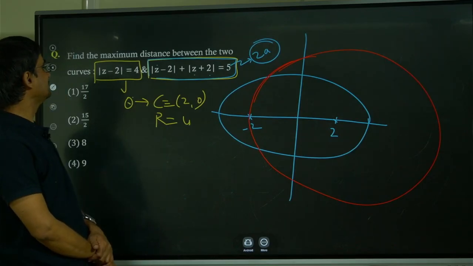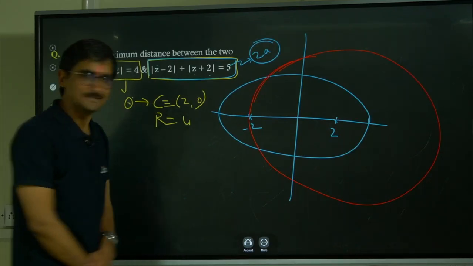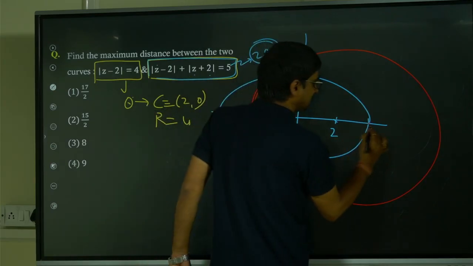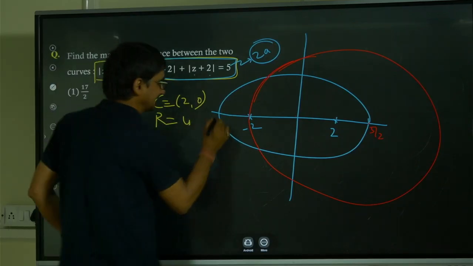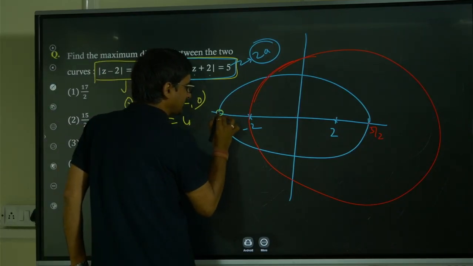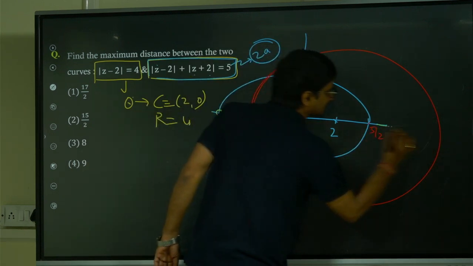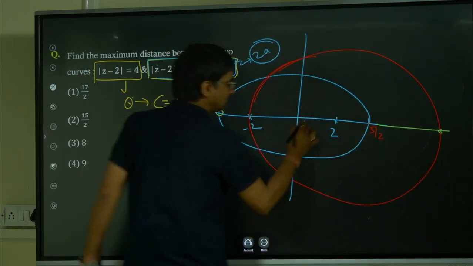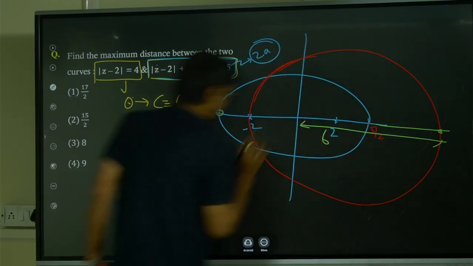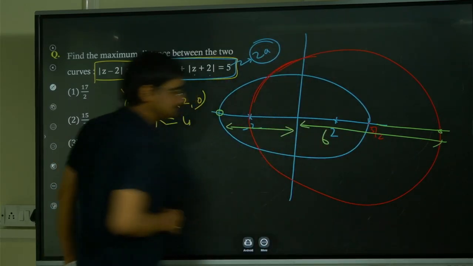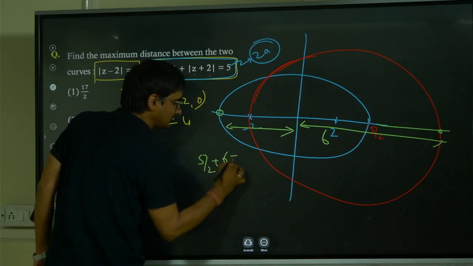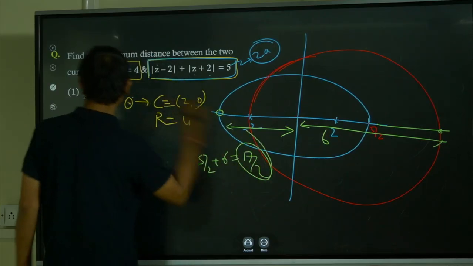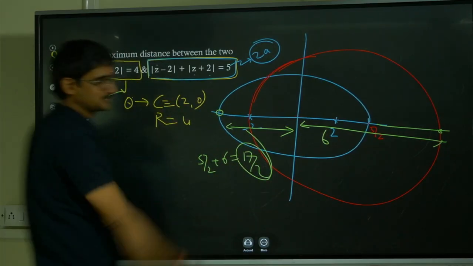Now the maximum distance between the two, tell me what's the maximum distance? This is nothing but 5 by 2. See, isn't this the maximum distance? On the ellipse take a point here, and on the circle take a point here. That's it. So how much is this distance? This is 6 and this is 5 by 2. Bacho, so 5 by 2 plus 6, 12, 17 by 2, and that's it. The first option is the correct one.